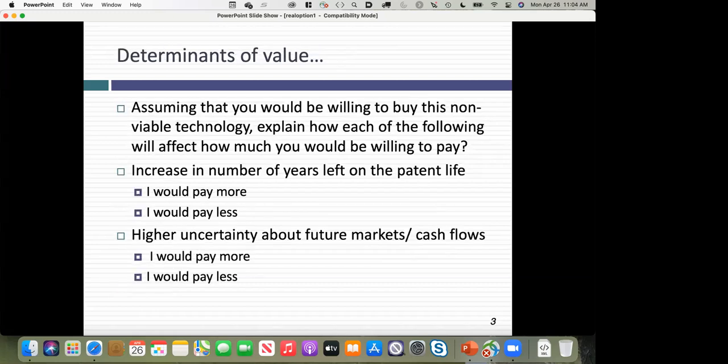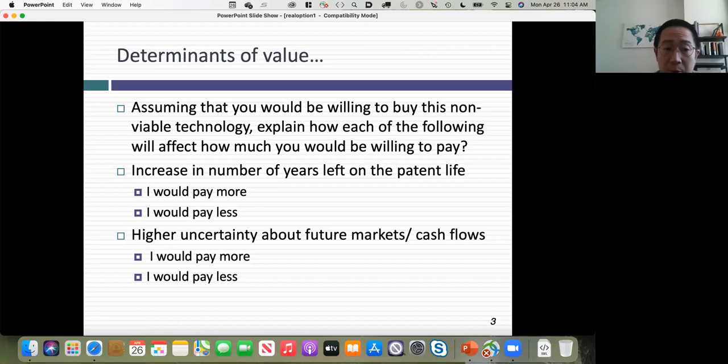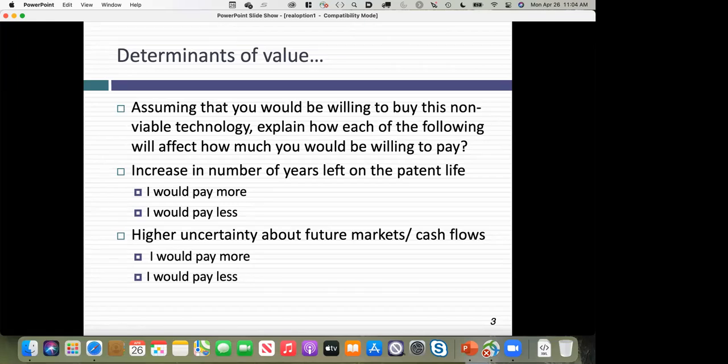Let's take a second one, right? Let's assume that you do buy this non-viable technology. Let's talk about how different aspects of it might affect how much you pay. So you're still looking at the same non-viable technology. Would you pay more or less if I gave you more years left in the patent life? In other words, if I told you there are 15 years as opposed to 5, would you pay more or less? Because the more time I give you for something, for your hope to play out, the more valuable the technology becomes.